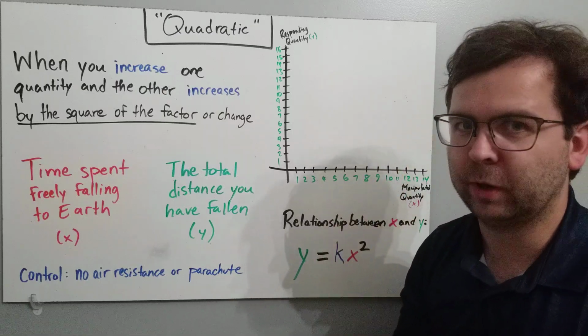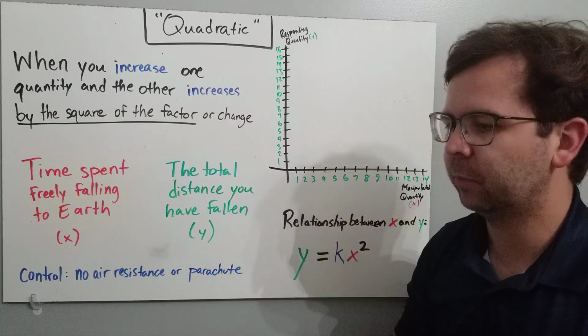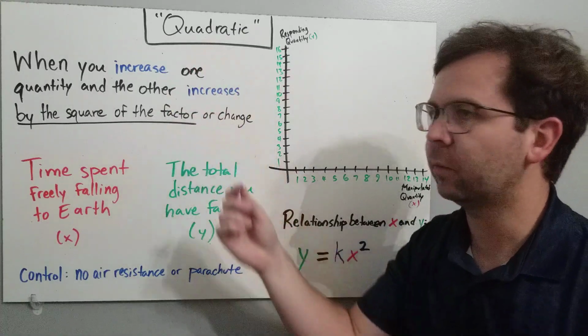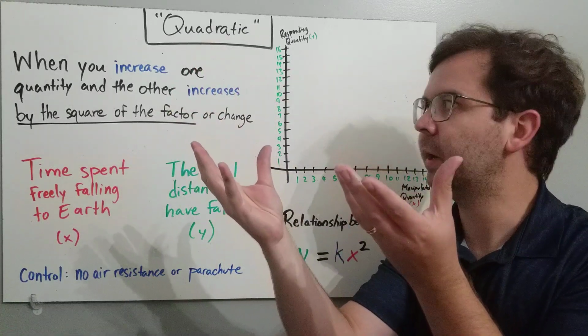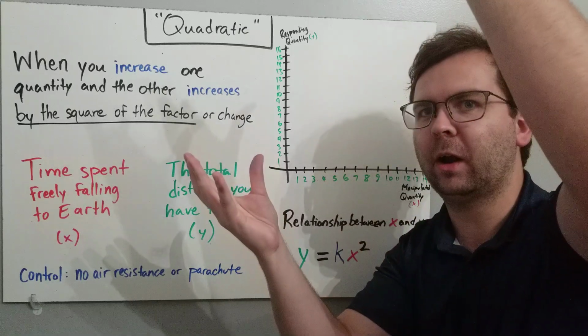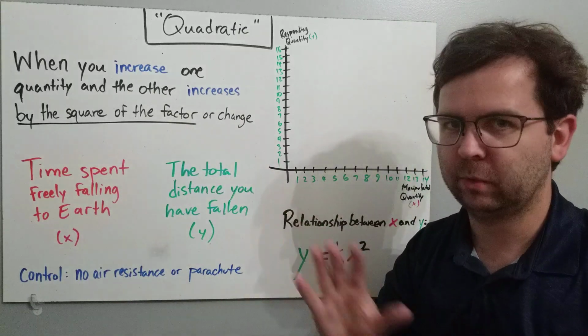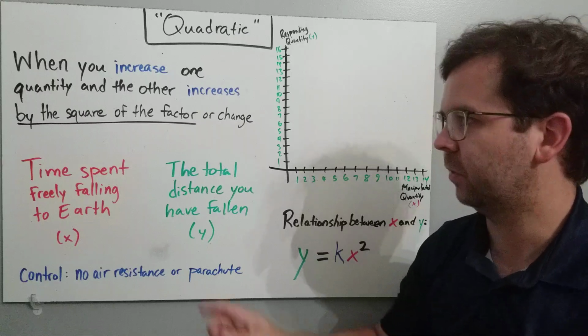For physics, in a quadratic relationship between two quantities, if you increase one quantity, the other one also increases, but it increases by the square of the factor or the change that you make. So let's look at an example to help make sense of this.